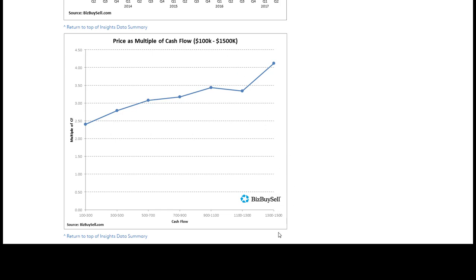Remember, this is not turnover, this is cash flow. So these businesses might be turning over, say, $4, $5, $6, $7, $8 million. And the businesses at the top end of this range were selling for roughly 4.1 times a multiple of that cash flow. So it's just interesting to see the real life data and how that size impacts the sale price. Basically, it impacts the multiple.